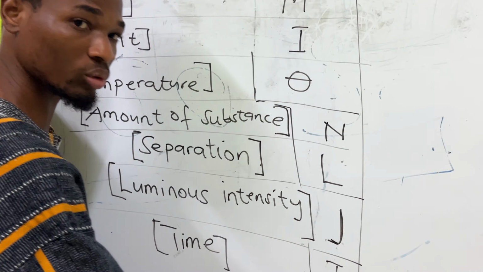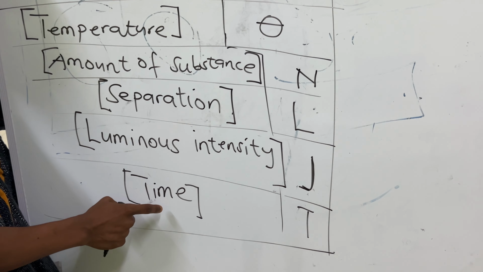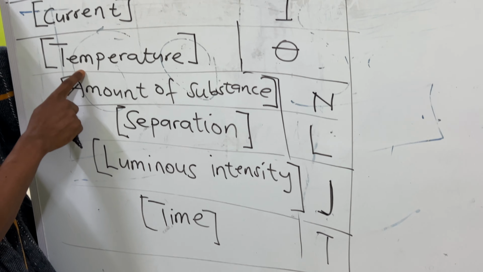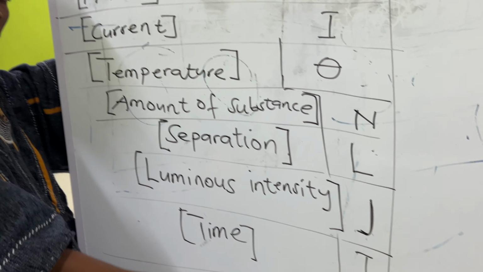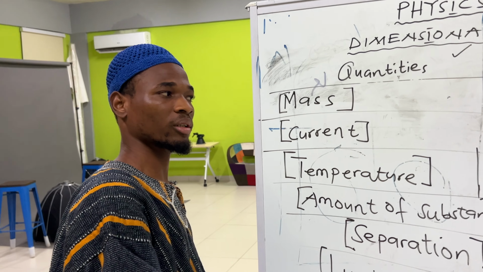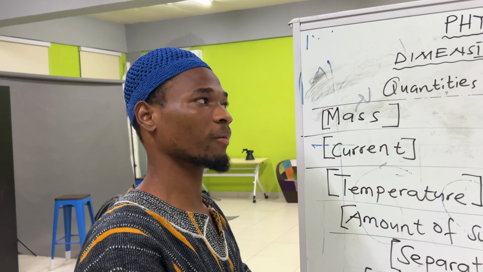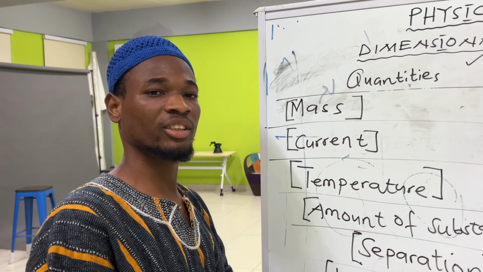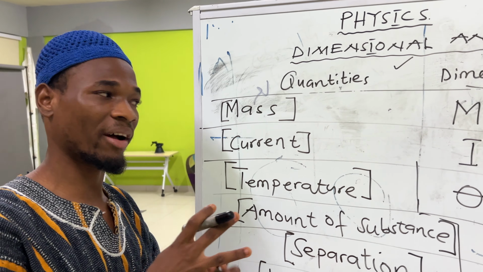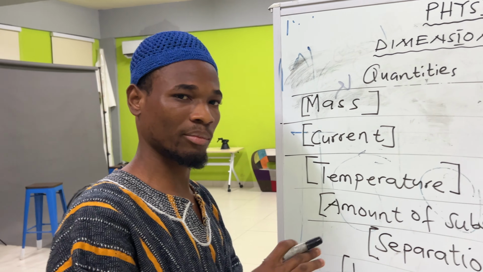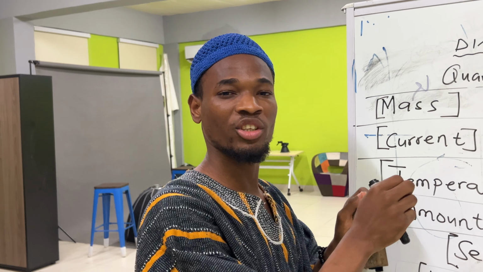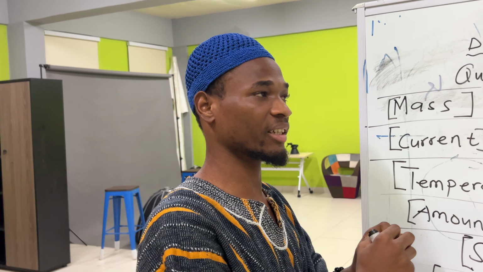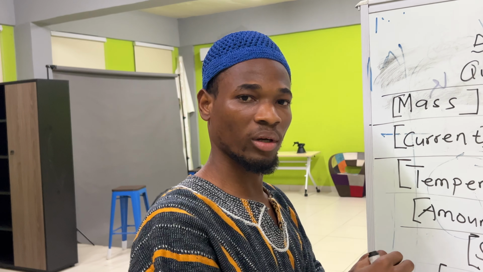So please take note of the difference between the dimension of time and the dimension of temperature. Temperature is theta, while time is what? Is capital T. So generally, this is how to take the dimension of a basic or fundamental quantity. As simple as that. Just write down the quantity and put it in square brackets to mean that you are taking the dimension of that particular quantity.